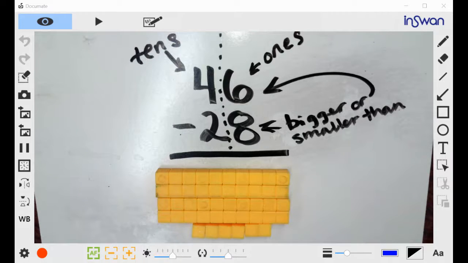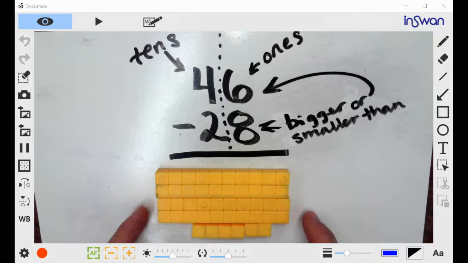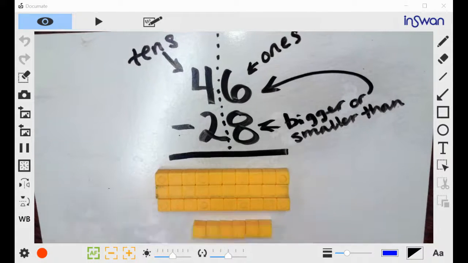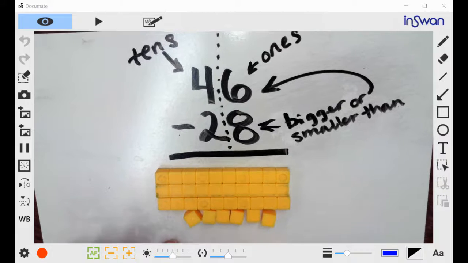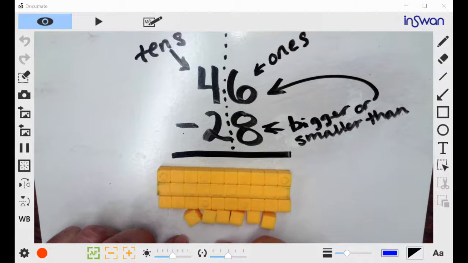So in order to organize my thinking, if I know I'm going to regroup, I'm going to start off by taking one of my 10 bars and exchanging it for 10 single unit pieces.